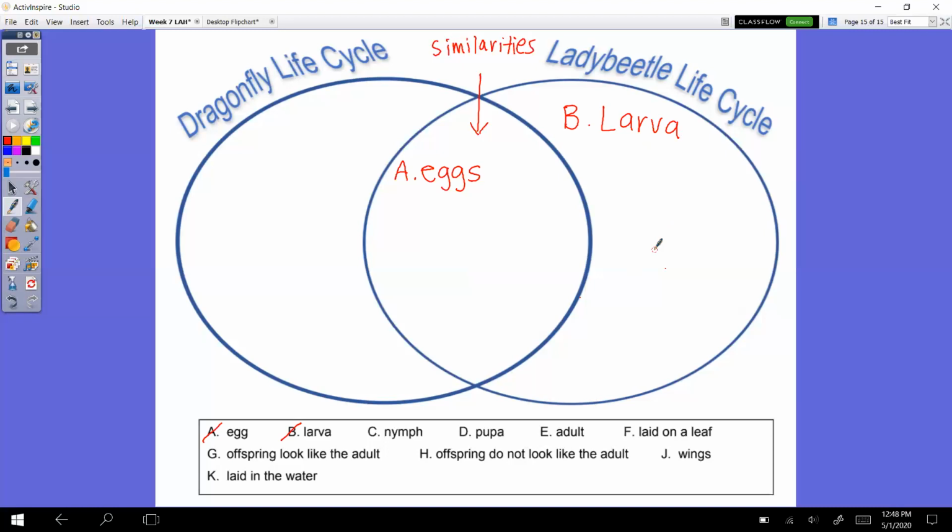Okay, let's think about nymph. That was a new word that we learned about. And nymph is a phase that the dragonfly goes through. I'm going to put that underneath only dragonfly.